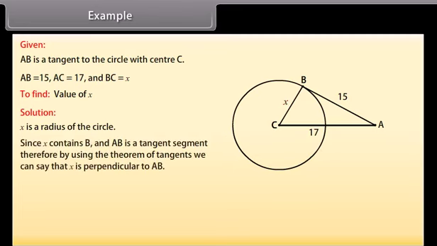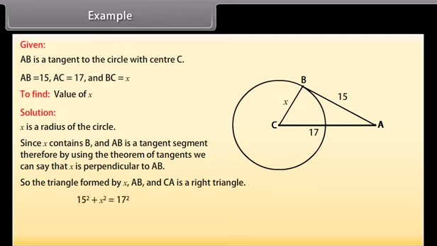Since x contains B and AB is a tangent segment, therefore by using the theorem of tangents, we can say that x is perpendicular to AB. So the triangle formed by x, AB and CA is a right triangle. Now by using the Pythagoras theorem we get 15 square plus x square is equal to 17 square, or x square is equal to 64, which gives us x as 8.